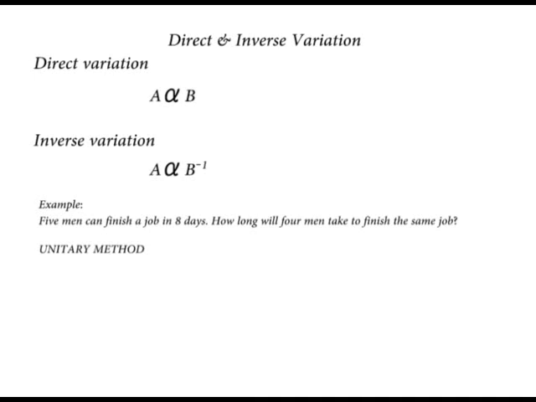So we go, 5 men take 8 days. It means 1 man will take 5 times 8 days. And then 4 men will therefore take 5 times 8 over 4. And that gives us 10 days.